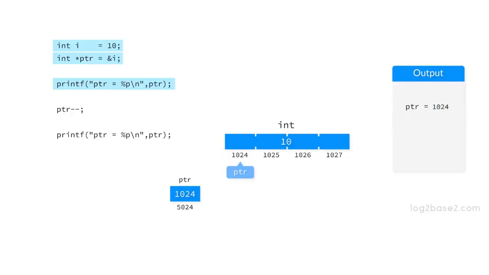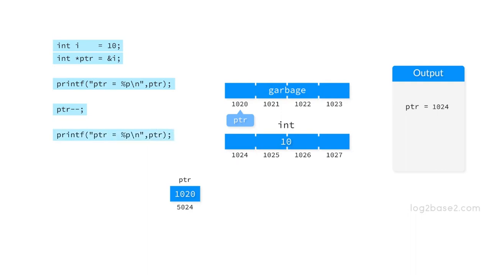Now let us see the decrement operation. Take the same scenario. Initially ptr holds the value 1024. Similar to the increment operation, if we decrement a pointer, it will get decremented by the size of the data type of the pointer. Here it is integer, so it will get decremented by the size of integer, which is 4. So after the decrement operation, it will hold the value 1020. And now if we print ptr, we will get 1020 printed.